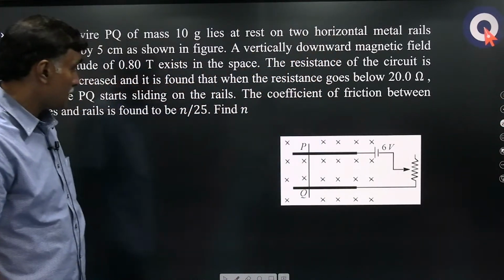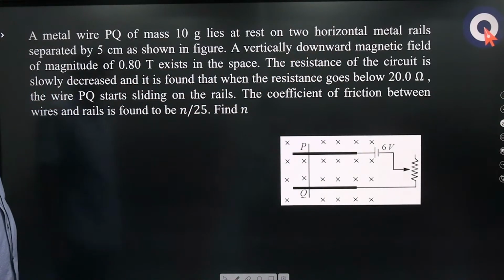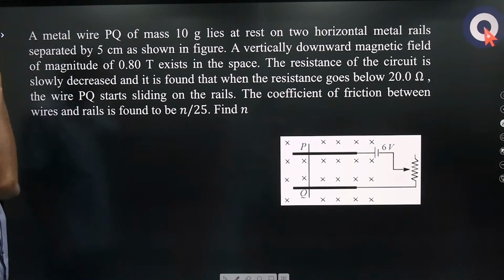Now this question: a metal wire PQ of mass 10 grams lies at rest on two horizontal metal rails separated by 5 centimeters, as shown in the figure. A vertically downward magnetic field of magnitude 0.8 Tesla exists in this space. The resistance of the circuit is slowly decreased, and it is found that when resistance goes below 20 ohm, the wire PQ starts sliding on the rails. The coefficient of friction between wire and rails is found to be n by 25.